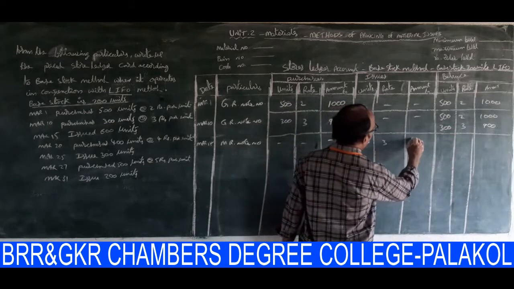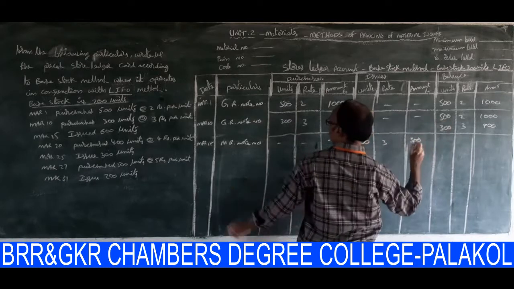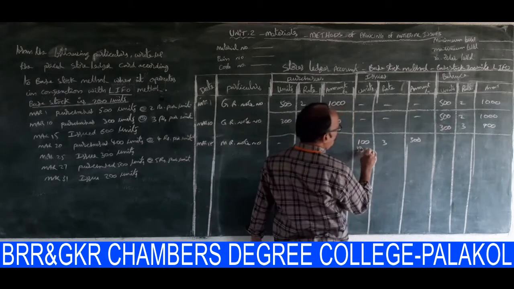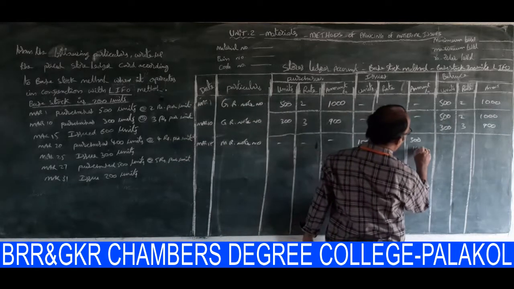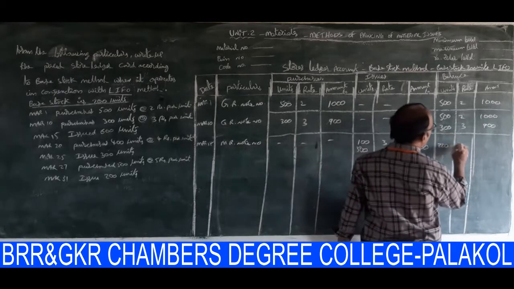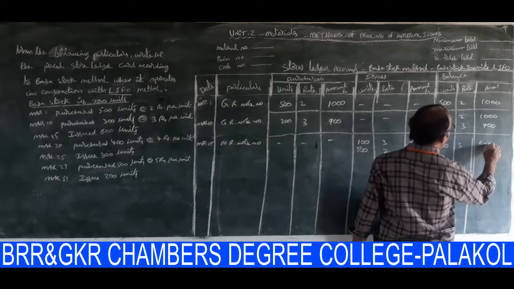100, 300. So the number of units required to issue is 600. So 500 to 1000. Right. 200 units is available as base stock.